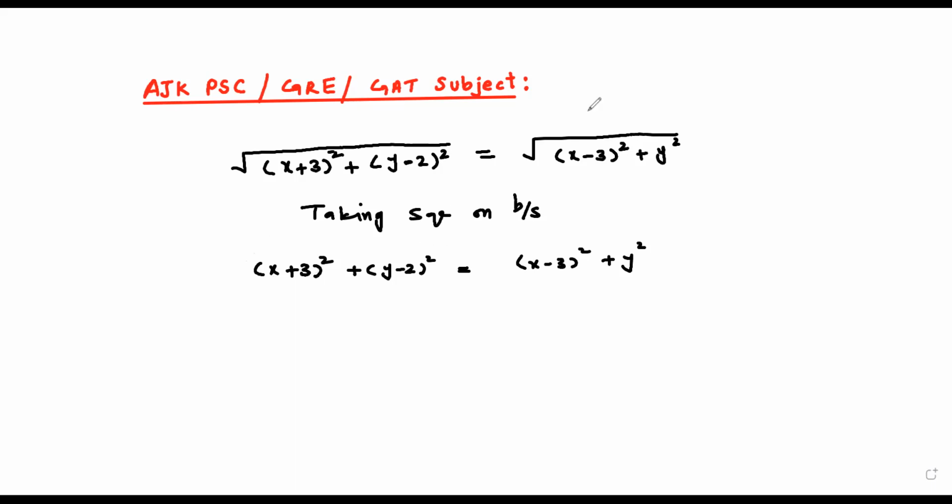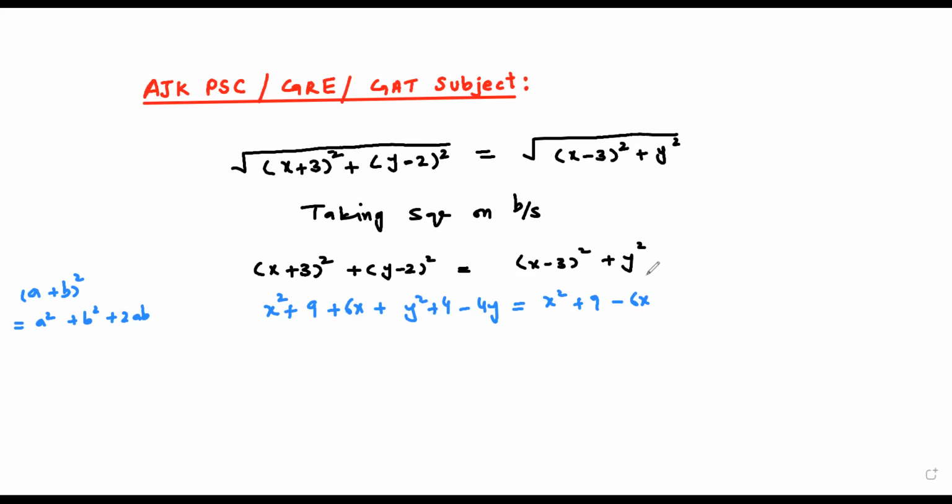Now we open this square using the formula (a plus b) whole square, which is equal to a square plus b square plus 2ab. So we get x square plus 9 plus 6x, plus y square plus 4 minus 4y, is equal to x square plus 9 minus 6x plus y square.